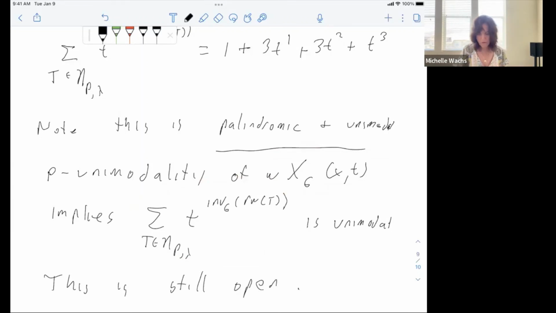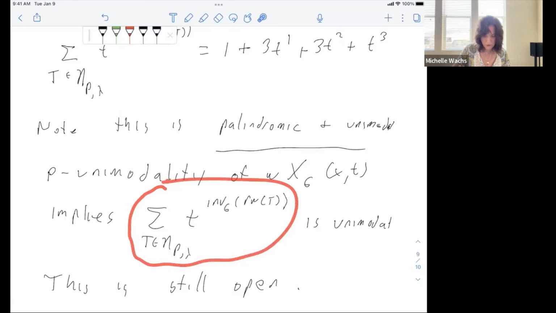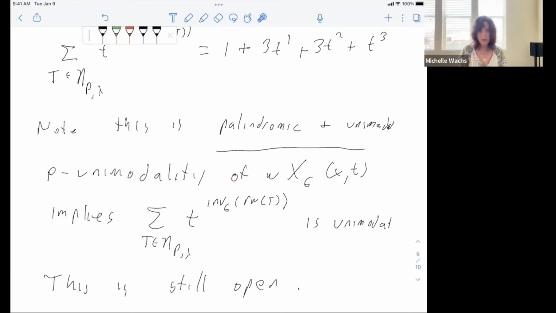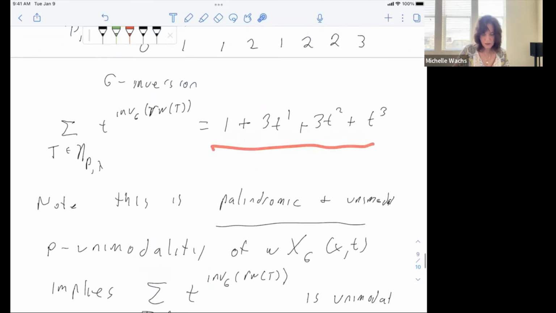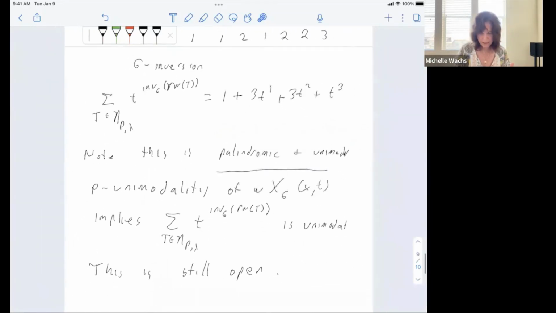We don't have a proof that this is P unimodal, and this would be a combinatorial approach to showing that it's P unimodal, just to show that that polynomial for all lambda is unimodal. And it is in this case. And that's because here G is the path, and the path we know is e unimodal. So it's P unimodal.